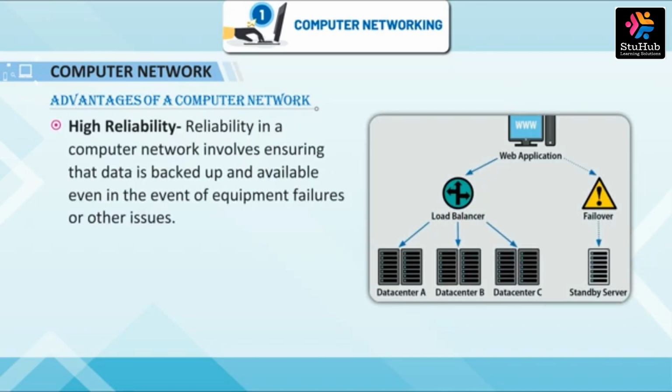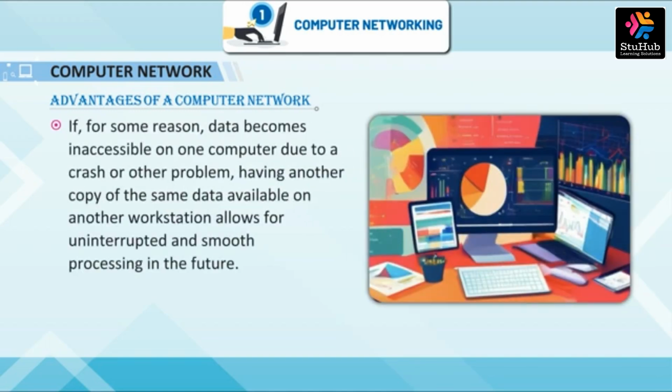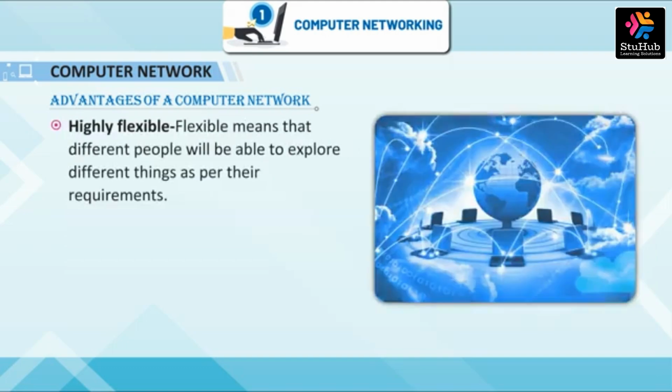High reliability. Reliability in a computer network involves ensuring that data is backed up and available even in the event of equipment failures or other issues. If for some reason data becomes inaccessible on one computer due to a crash or other problem, having another copy of the same data available on another workstation allows for uninterrupted and smooth processing in the future.